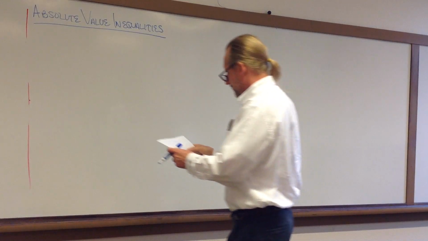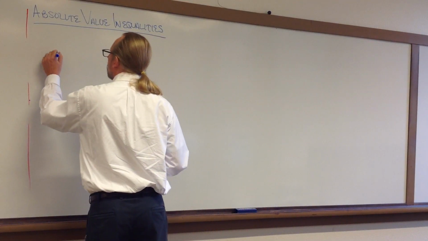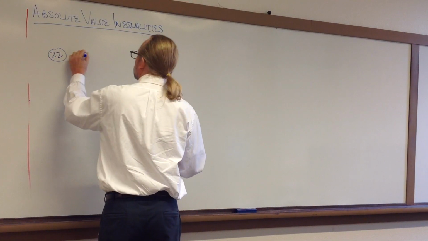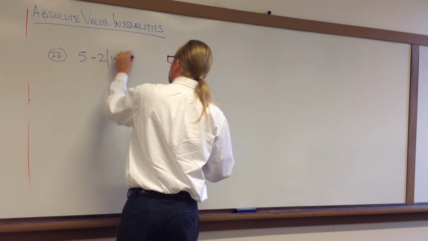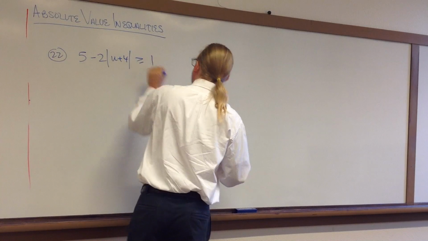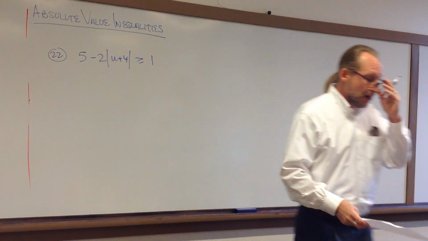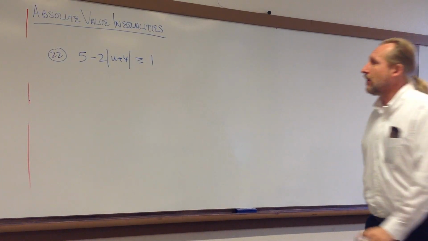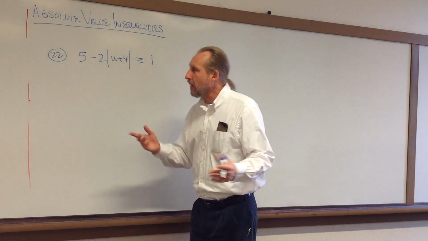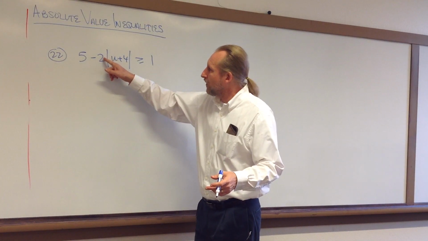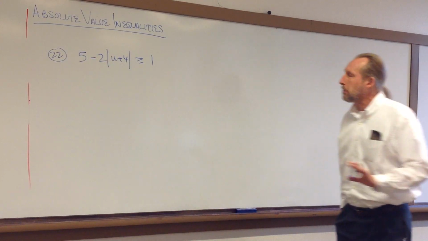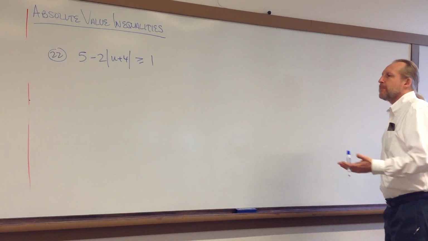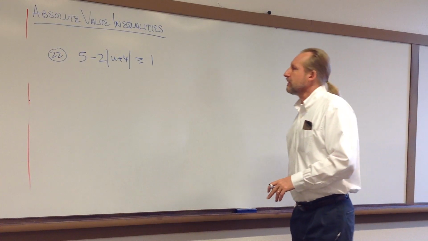Problem 22 is kind of interesting. Let's see, we've got 5 minus 2 times the absolute value of u plus 4 greater than or equal to 1. All right. Couple things. First of all, remember your order of operations. This 2 is getting multiplied here. That means you can't do 5 minus 2 equals 3. It's just our order of operations prevents us from doing that.